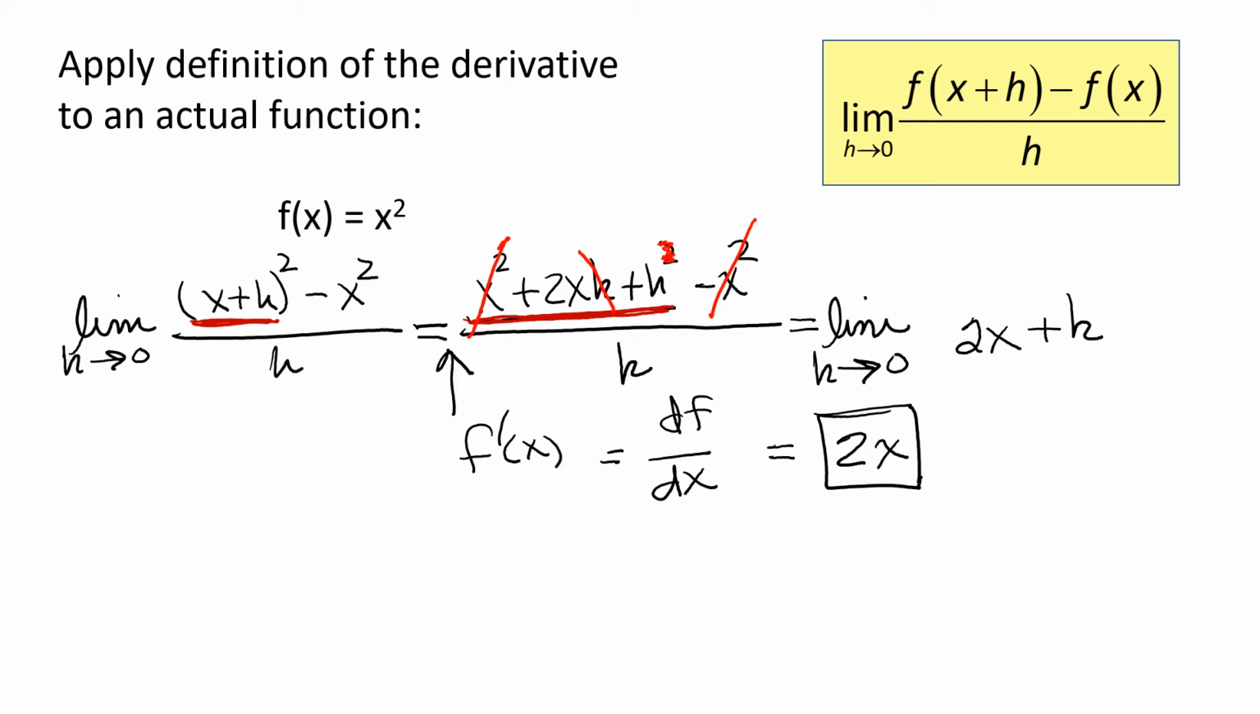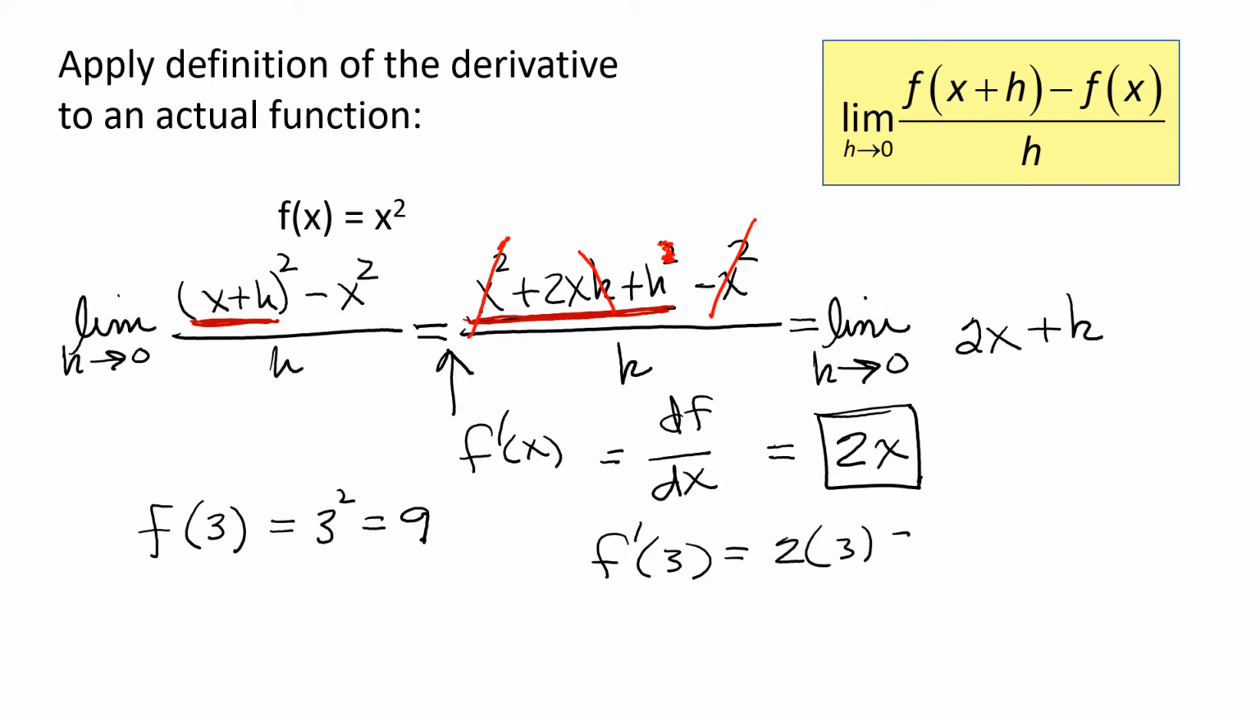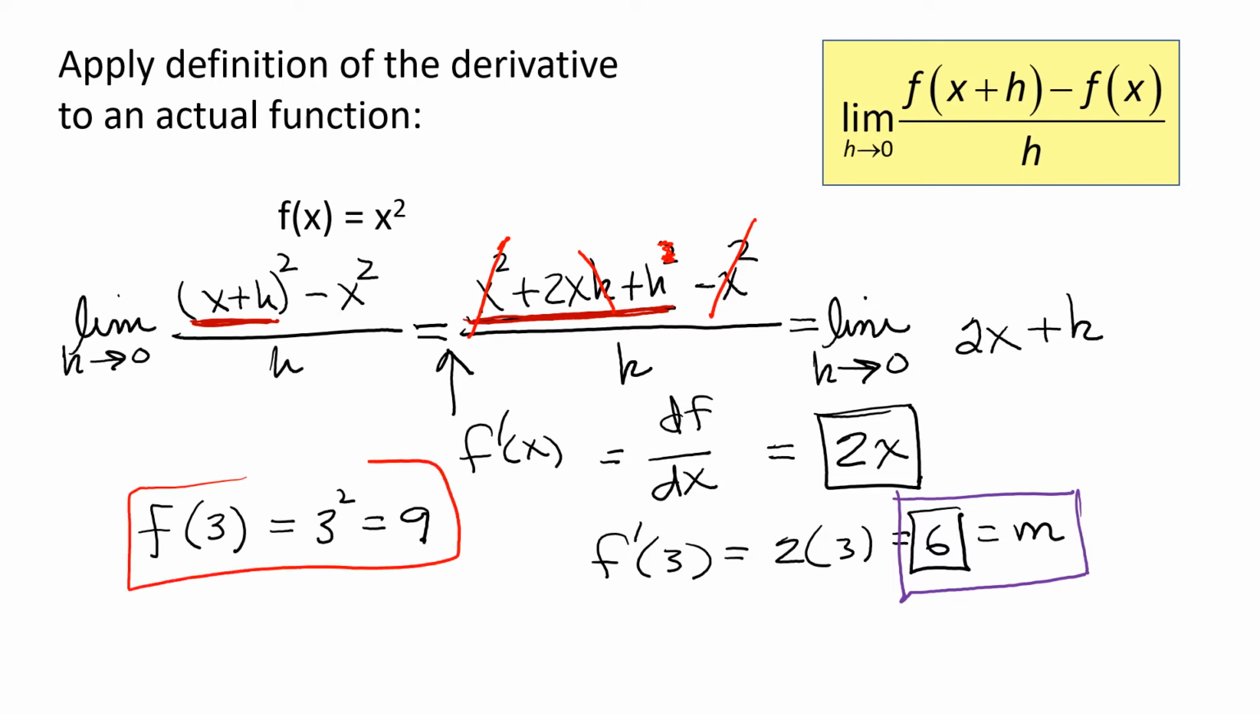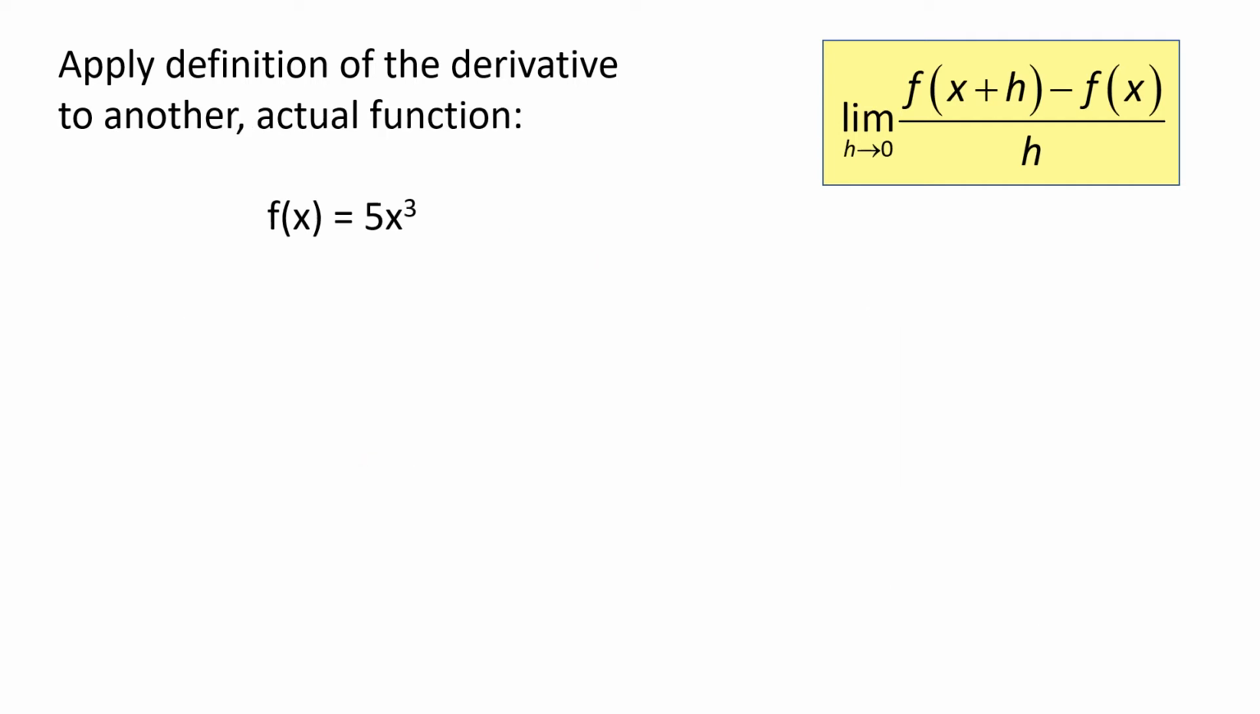All right, so what it means is that for every x value, for example, when I plug in 3 into the function, I get 3 squared, or 9. But when I plug in 3 into the derivative, I get 2 times 3, which is 6. And so what it means is the slope of the tangent line at x equal 3 is 6. The value of the function at x equal 3, however, is 9. So this is the value of the function. This is the value of the slope of the tangent line at that same x value. All right? Okay. Let's try another one.